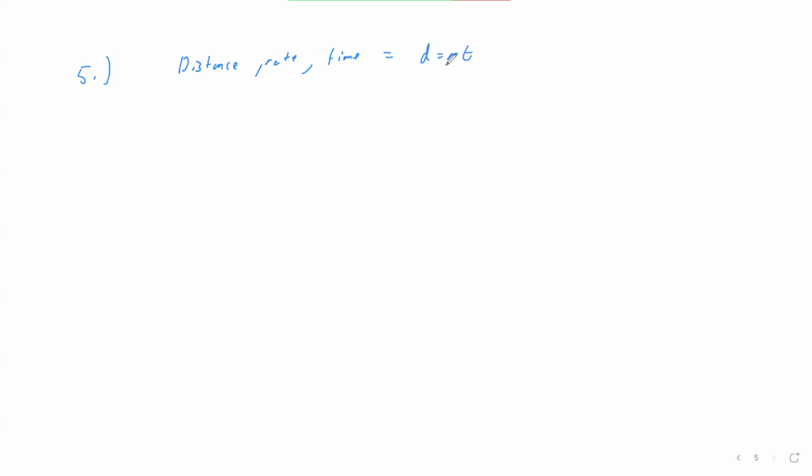Distance is equal to your rate times time. So if you're traveling 60 miles an hour for 2 hours, you would have gone 120 miles. That's how I usually try to remember it.